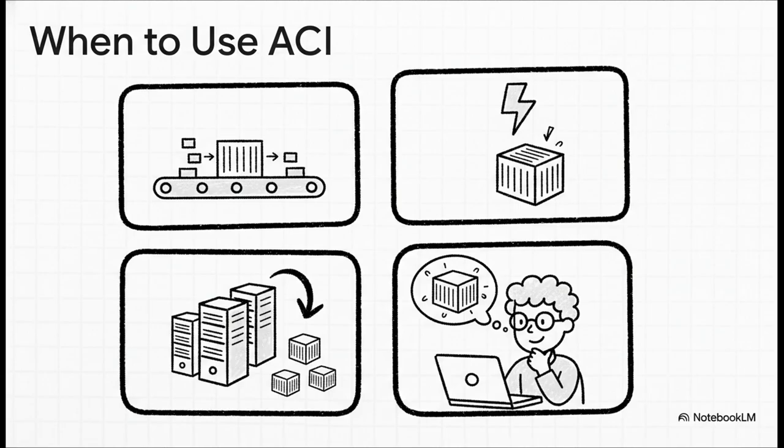So when would you actually use ACI? Well, it's perfect for simple, isolated jobs. You know, like a batch job that needs to process some data and then shut down, or a quick dev environment to test a new feature. It's also great for bursting, which is just a fancy way of saying you can quickly add extra power to a bigger system when you get a sudden spike in traffic.